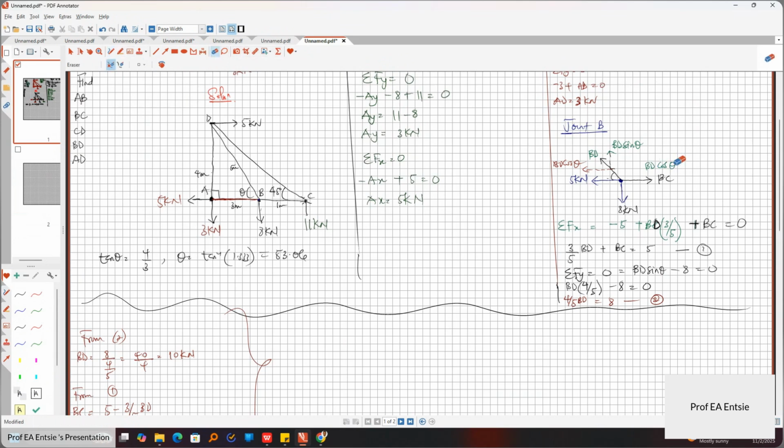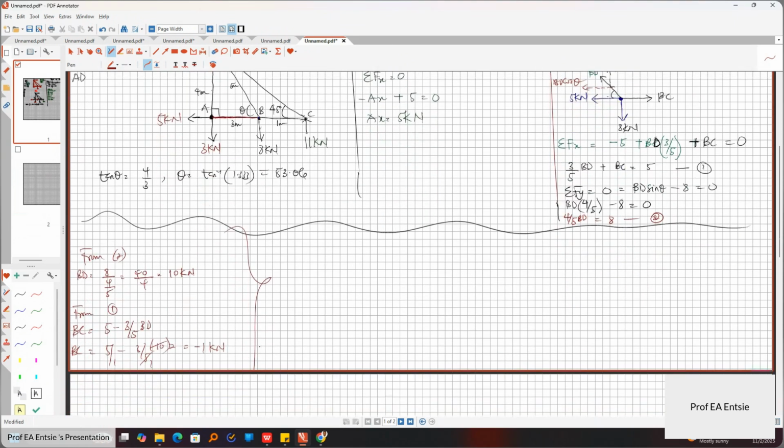Then I will raise this. So it means for my FS, it will be minus 5 plus BD cos theta. Cos theta is still 3 over 5. Plus BC, yes, so nothing even changes. It's fine. Then BD, I had 10, so I put the 10 there. So minus 1 kilonewton. All right.